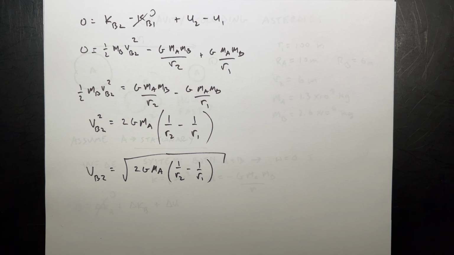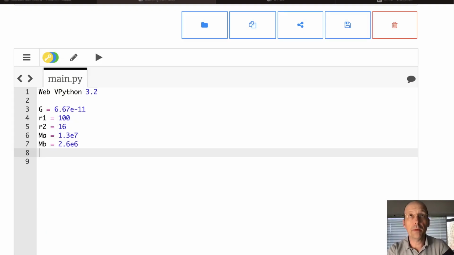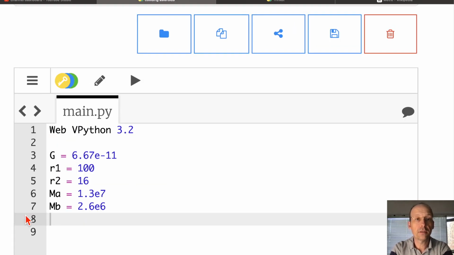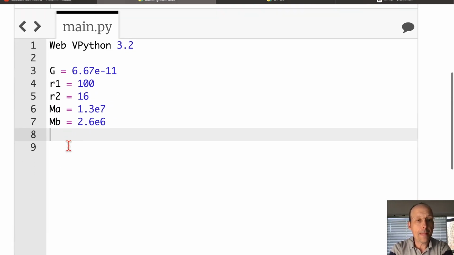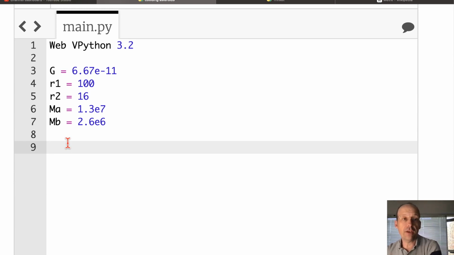So switching over to Python. Hello, Python. Make this a little bit bigger. That's good. I like it big. Okay, so I already have G, R1, R2, MA, MB, and you see my expression just has those same values in it.